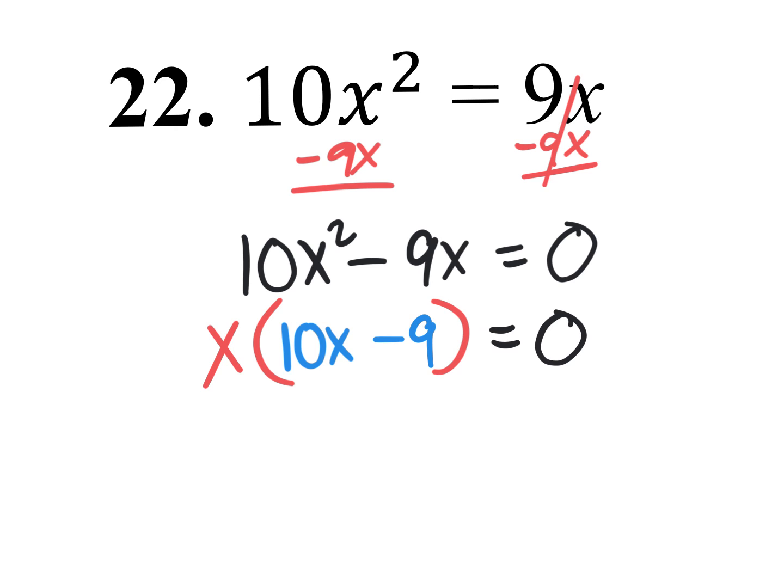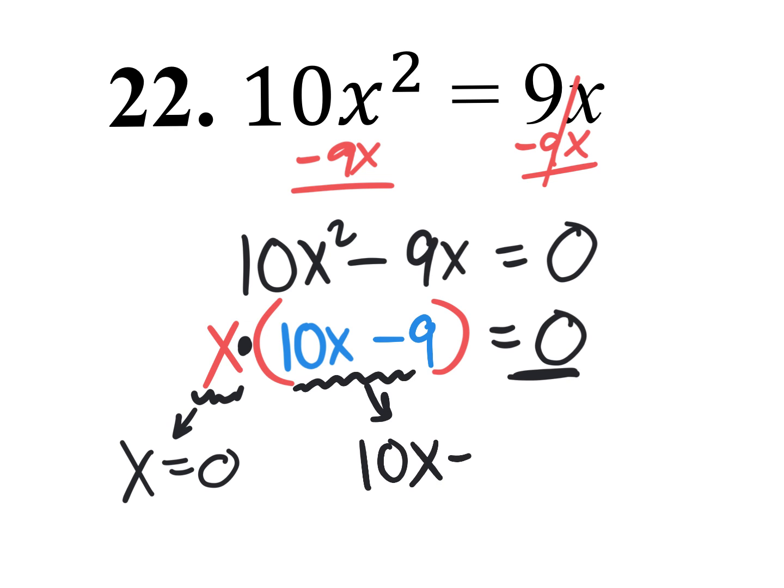But why do we factor? Because now we have x times 10x minus 9 equals 0. You have something times something else equals 0. Zero product property says that when you have two things multiplied together, each of those things could be 0. So the x could be 0. And also the 10x minus 9, that could also be 0. Right? And let's solve both of them.